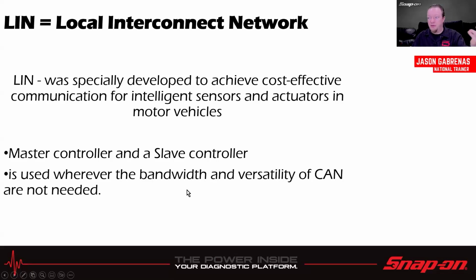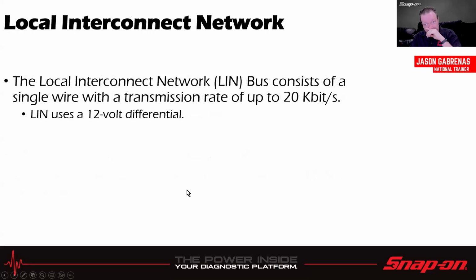It's used wherever the bandwidth and versatility of CAN are not needed. It's kind of a dumb system. If you think about it, it's just kind of off or on, open, close, that sort of thing. LIN bus consists of a single wire with a transmission rate of up to 20 kilobits per second, and it uses a 12-volt differential.